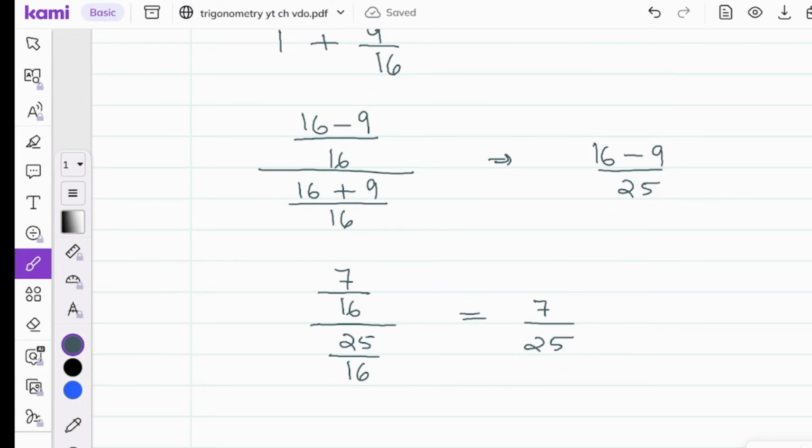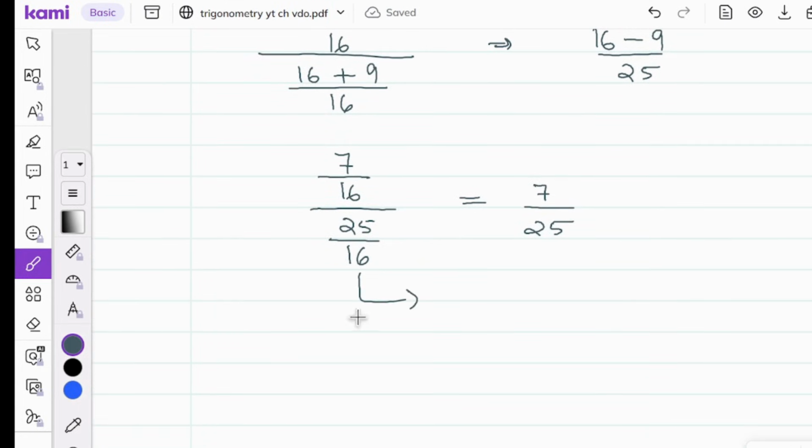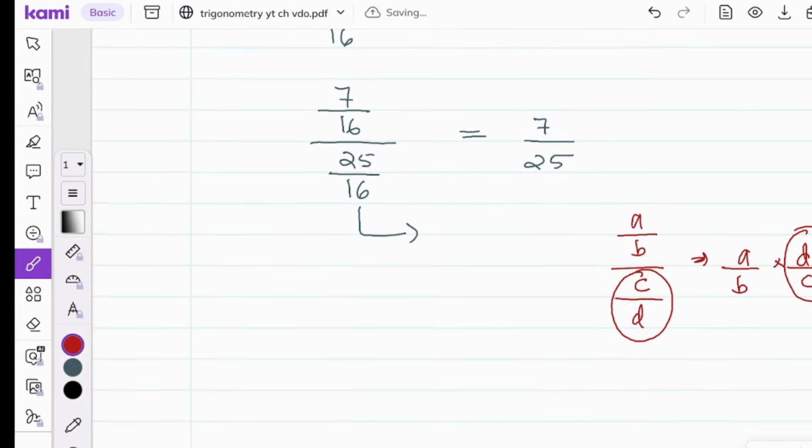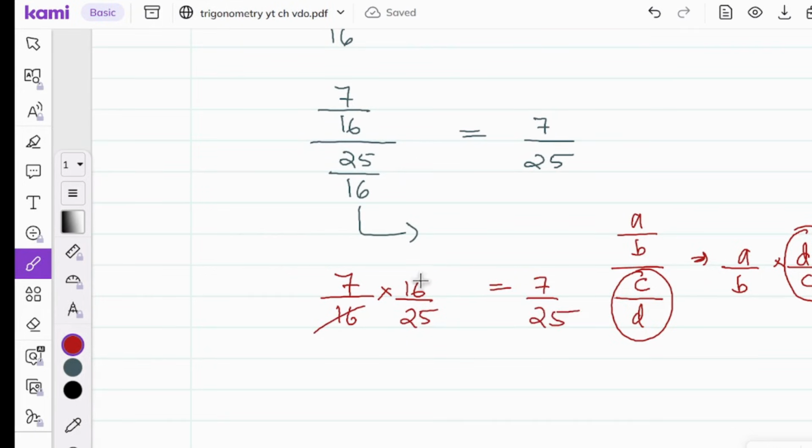Now, what I can write here, this is of the form what? A by B divided by C by D means what? Which is equal to A by B into D by C. That means the number which is coming in the denominator part, we have to take the reciprocal and multiply that number. That means here what can I write? 17 by 16 into 16 by 25, which is equal to 7 by 25. So this 16 and 16 I can cancel and I will get 7 by 25 equal to 7 by 25.